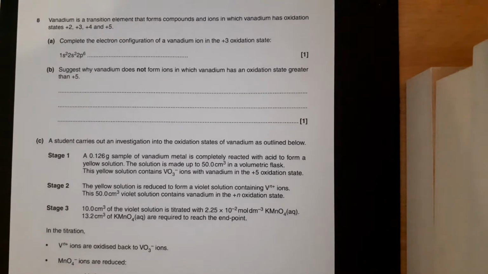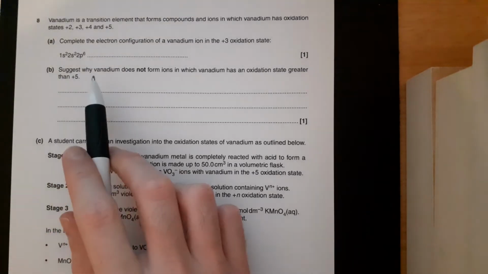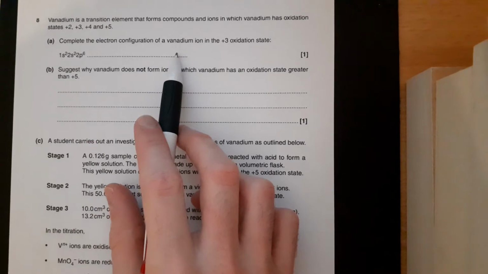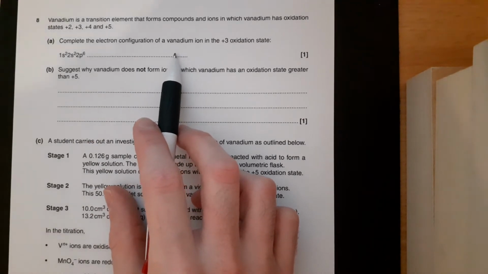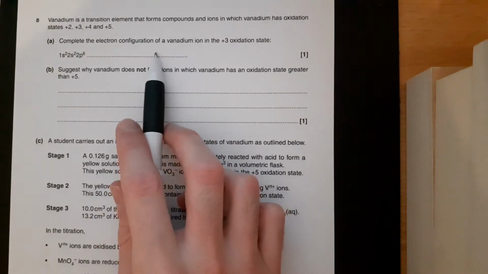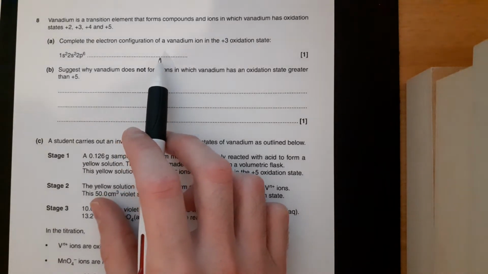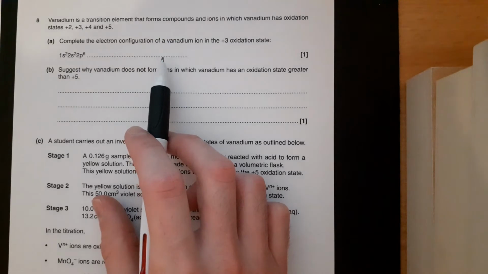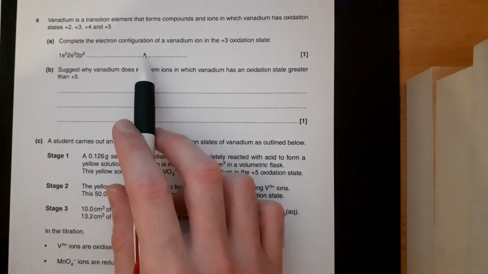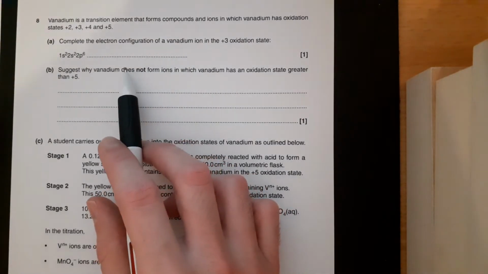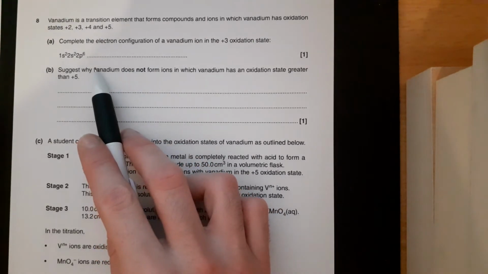Hi everyone, and welcome to the second of two videos going through some past exam questions on redox titrations, specifically involving manganate ions. This first question is asking us about the electron configuration of a vanadium ion. This is really a transition metals question. If you're looking at this for redox titrations, you may not have covered this yet, but we'll go through it anyway. We're just going to carry on doing the electron configuration.